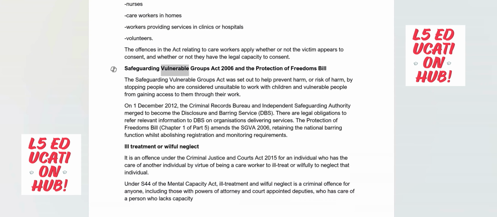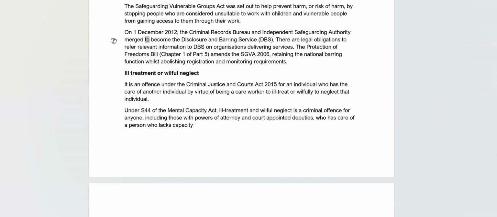Safeguarding Vulnerable Groups Act 2006 and the Protection of Freedoms Bill. The Safeguarding Vulnerable Groups Act was set out to help prevent harm, or risk of harm, by stopping people who are considered unsuitable to work with children and vulnerable people from gaining access to them through their work. On 1 December 2012, the Criminal Records Bureau and Independent Safeguarding Authority merged to become the Disclosure and Barring Service, DBS. There are legal obligations on organizations delivering services to refer relevant information to DBS. The Protection of Freedoms Bill, Chapter 1 of Part 5, amends the SGVA 2006, retaining the national barring function whilst abolishing registration and monitoring requirements.